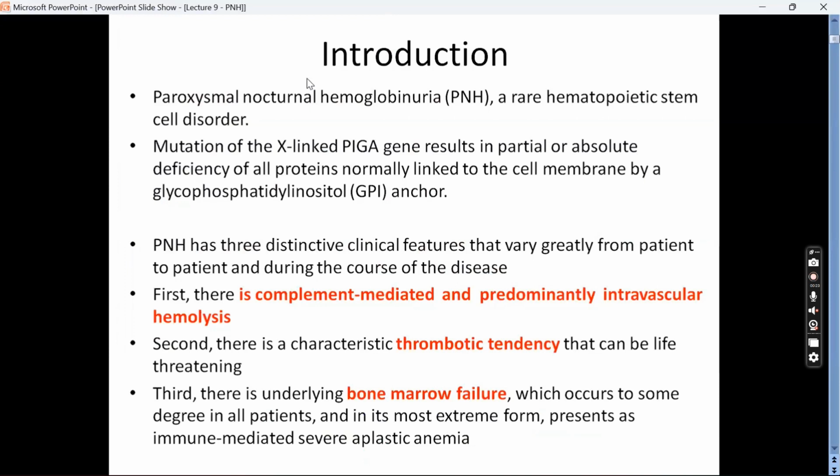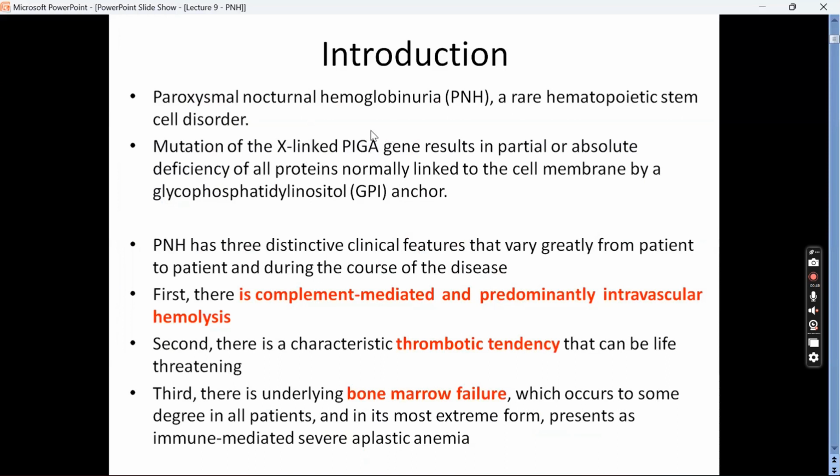Do you know what PNH is? PNH is a rare hematopoietic stem cell disorder. It is an acquired hematopoietic stem cell disorder. So the problem here is there is a mutation in the PIGA gene, which is located in the X chromosome.